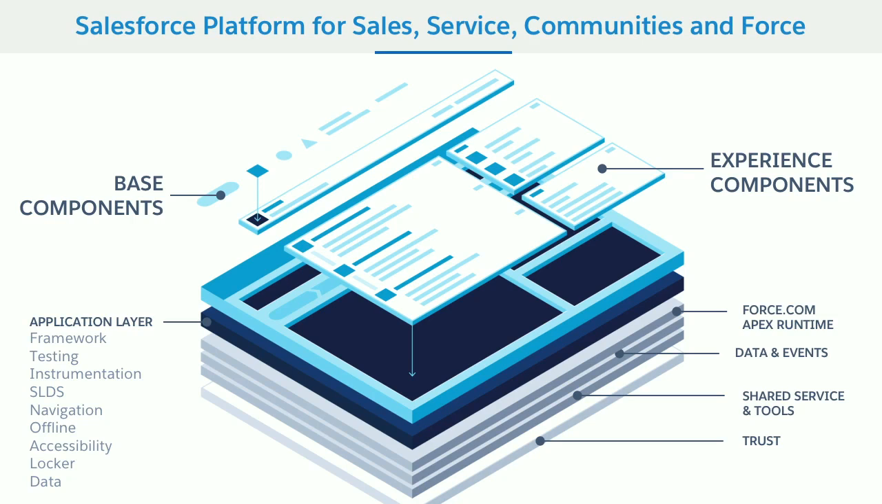But what I really want to focus on is essentially this blue layer, somewhere in the middle, this application layer. This application layer is really the extensibility layer for you. So this is the place where you're going to go to customize and build amazing apps using Lightning and using Lightning components. And then there's two kinds of components, the way we think about it at least.